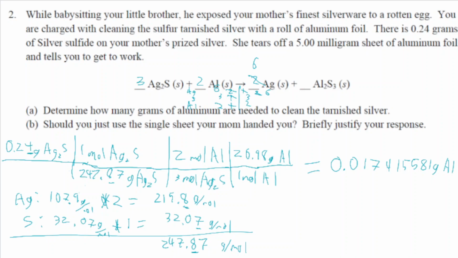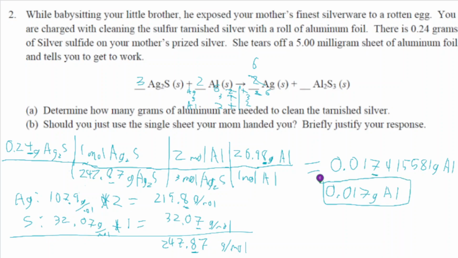So from the problem, we were given 2 sig figs for our grams of silver sulfide. We're going to have 4 sig figs from our molar mass. This is an exact equality, so that's not going to affect anything. And then we have 4 sig figs from our other molar mass. So we're going to be limited by the lowest one, which is 2. So we'll go 1, 2. And so we're good down to the 7. So writing this out, we'd have 0.017 grams of aluminum are required to clean up the tarnished silver.